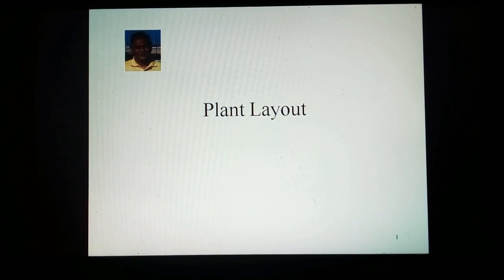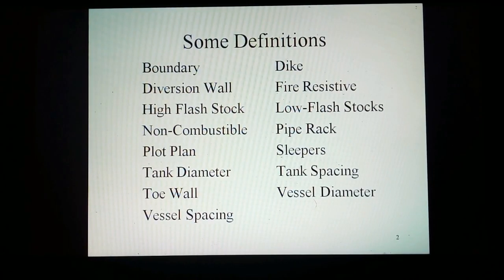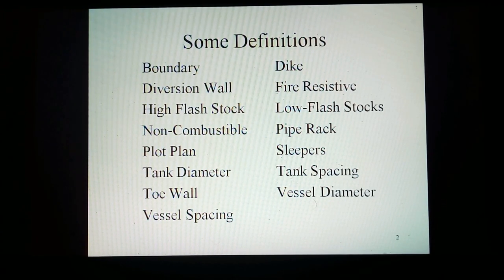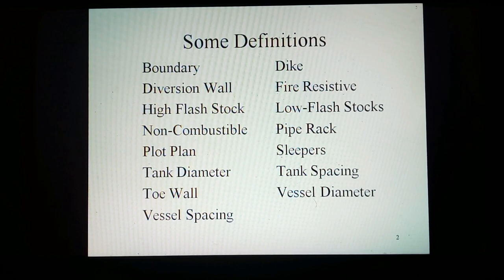This video is about plant layout. Some definitions of boundary, dike, division wall, fire resistive, high flash stock, low flash stocks, non-combustible, pipe rack, plot plan, sleepers, tank diameter, tank spacing, toe wall, vessel diameter, and vessel spacing.